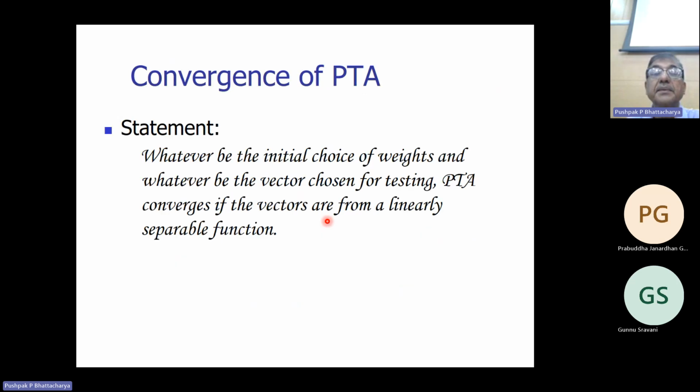Then the perceptron training algorithm for large problems will take a very large number of steps. And one of you asked a very interesting question: is the perceptron training algorithm the best algorithm for training linearly separable classes? So this is the answer I'm looking for, probably you are also looking for. It's an excellent question. Now, the perceptron training algorithm has to converge, whatever time it takes. It may take millions of years, but it has to converge if the vectors are from a linearly separable function.